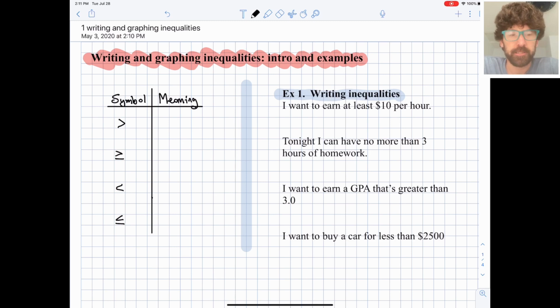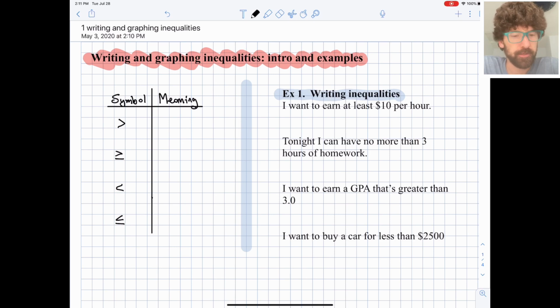So first, let's take a look at just a reminder of what these symbols mean. And back in maybe middle school or elementary school, you had lots of tricks and ways of remembering what these symbols mean. Some involved alligators. Sometimes people talked about the less than sign looking like an L for less than. I don't really care which method you use. I'm just going to remind you of them and expect that you can remember them.